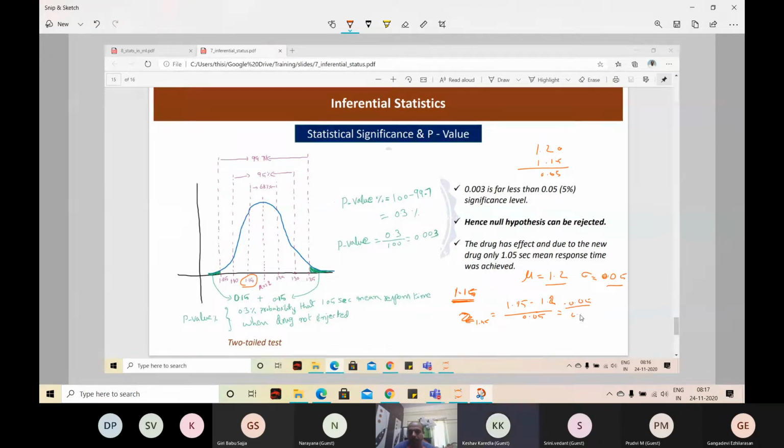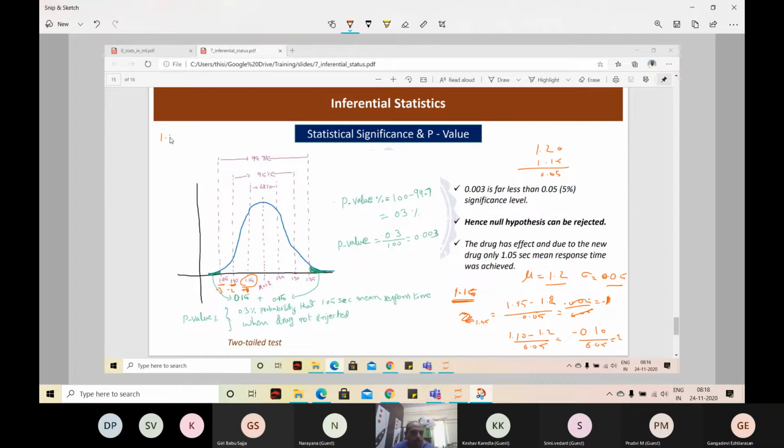So that is minus 0.05 divided by 0.05. This is minus 1. The Z score for this value is going to be minus 1. The Z score for this one is going to be 1.10 minus 1.2 divided by 0.05. That's going to be minus 0.10 divided by 0.05. This value is going to be minus 2. For this one, the Z score is going to be minus 3.